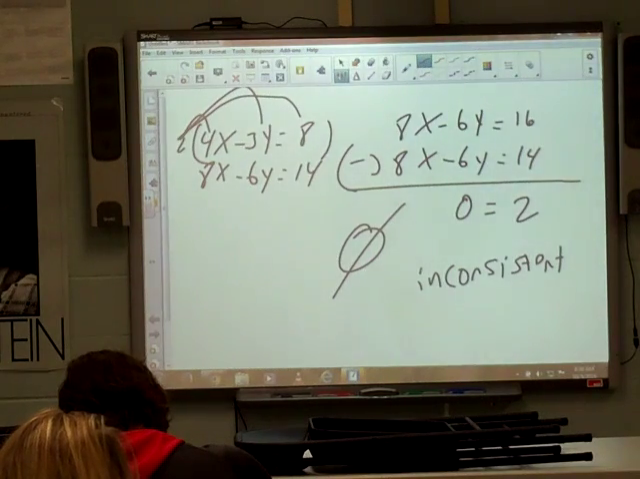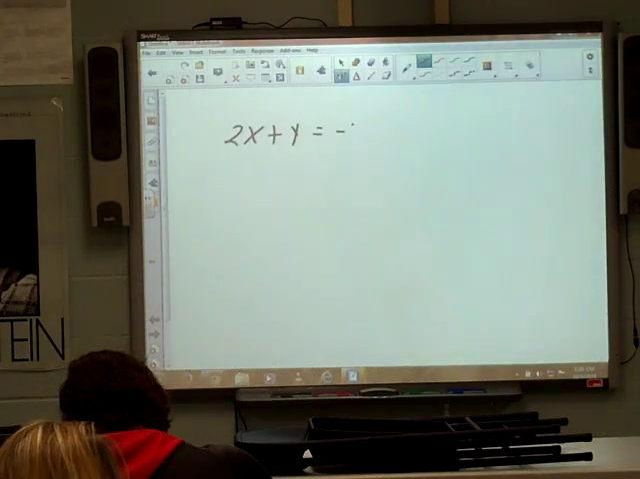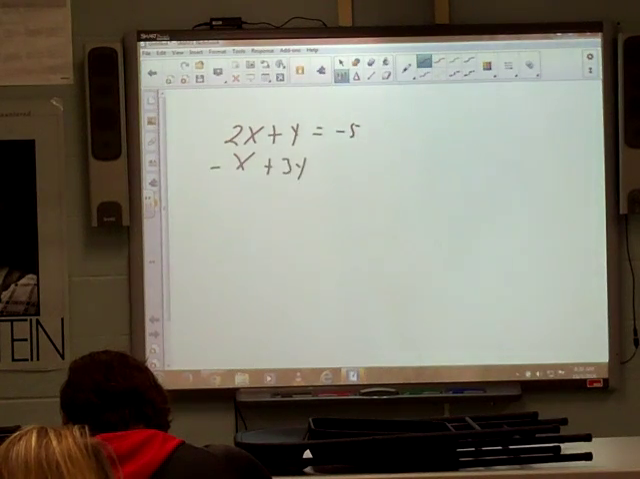All right, I want to go back and give you a normal one to try on your own. It's got one solution. It says 2x plus y equals negative 5. And then negative x plus 3y equals 6. Okay, that has one solution. See if you can find it. You can use any method you want. Go.